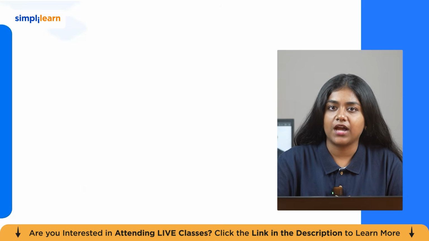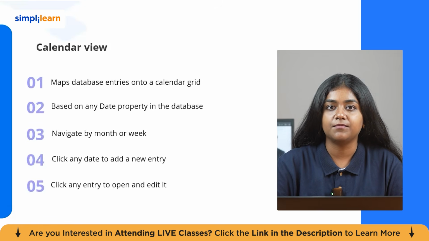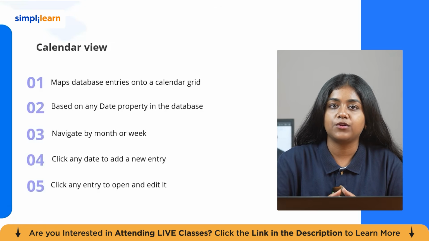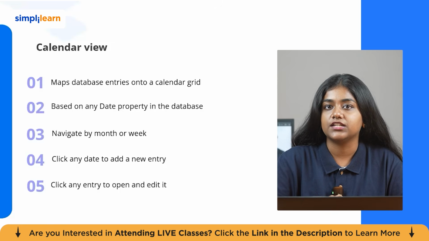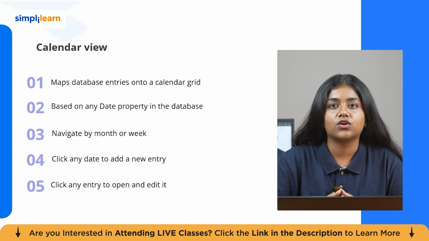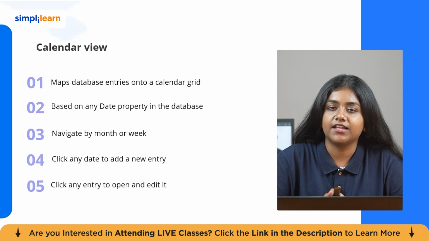So let's understand calendar views. Calendar view maps your database entries onto a calendar grid based on the date property you choose. This transforms your database from a list of information into a visual pipeline. For the job application tracker, mapped to interview date, every application with a scheduled interview appears on its interview date on the calendar. You can navigate between months and weeks. You can click on any date to add a new application directly from the calendar. And you can click on any existing card to open and edit that application.